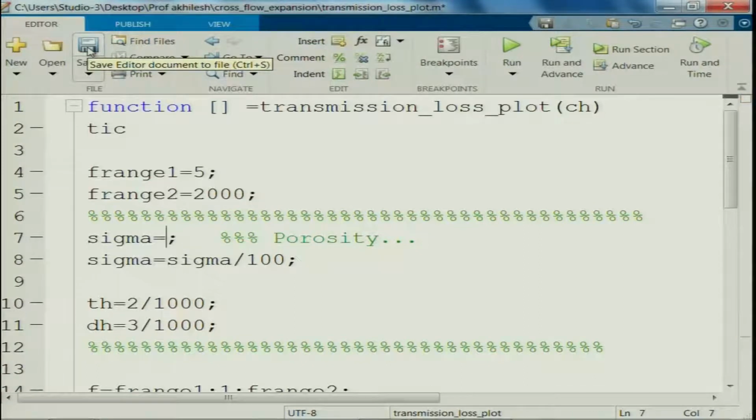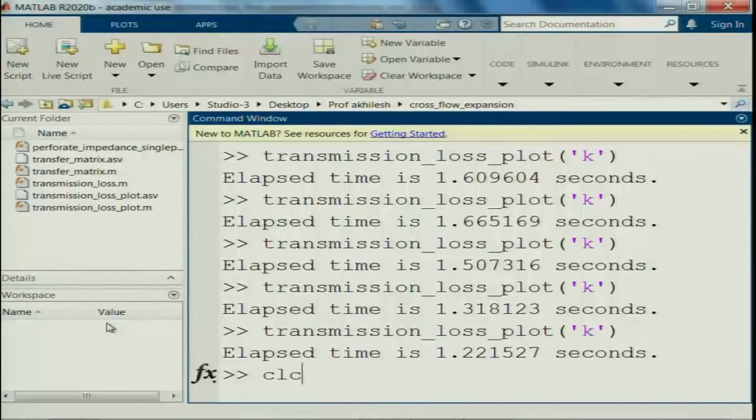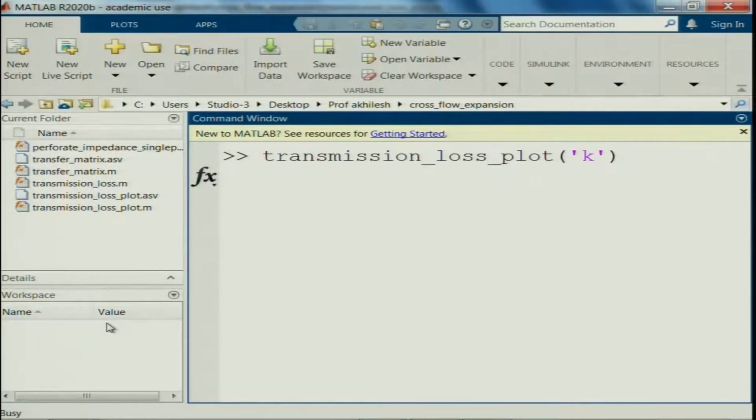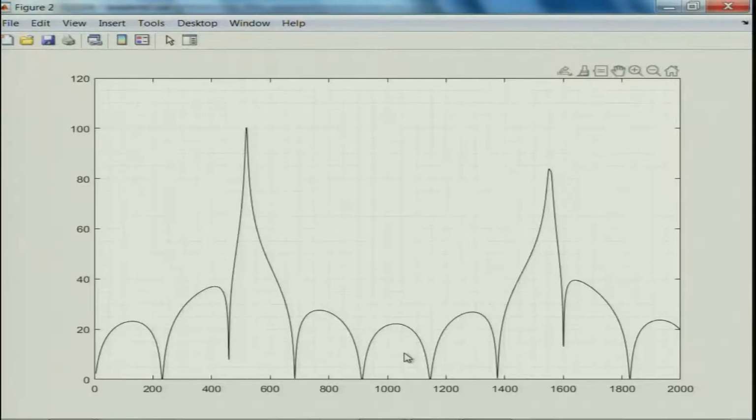So, I would say let us go with the nominal values, let us say 15% porosity. Hopefully, you should be able to demonstrate suitable things. 15% porosity still means quite a porous duct. So, it's about something like this, okay. So, we get peaks here, and these are really happening due to your neck extensions, okay.